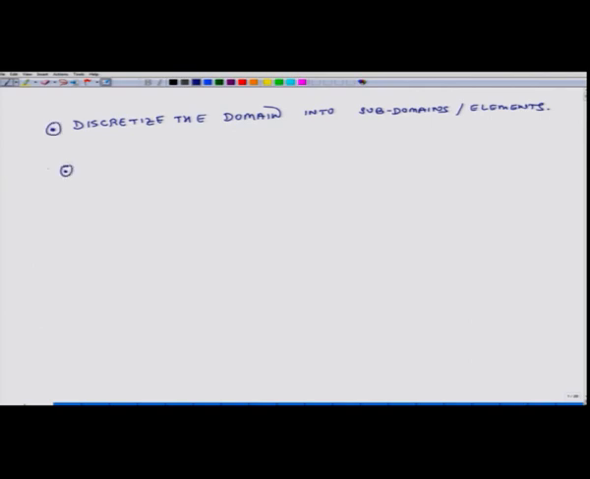Second, and we will learn the details of it maybe later today, once we have broken the overall domain into subdomains, then over each element we assume how the unknown variable changes over the element.